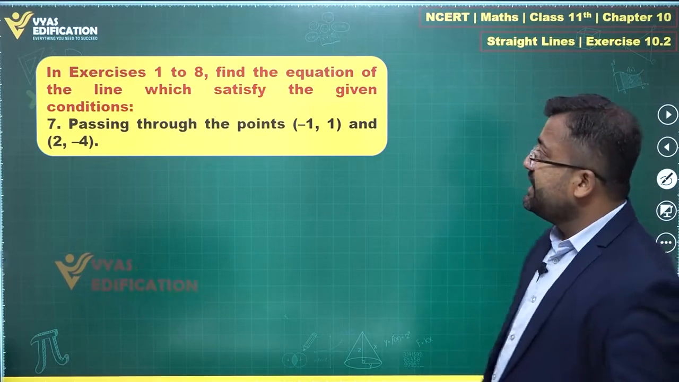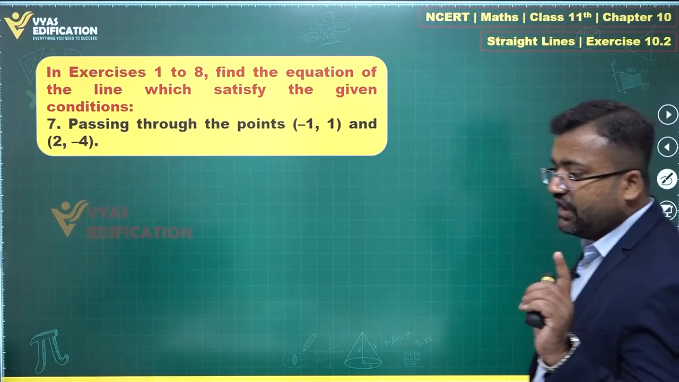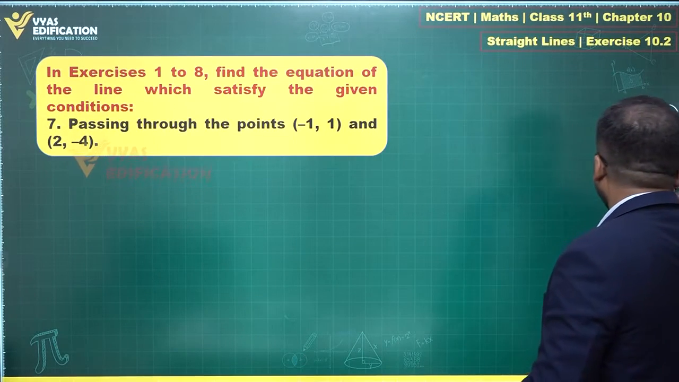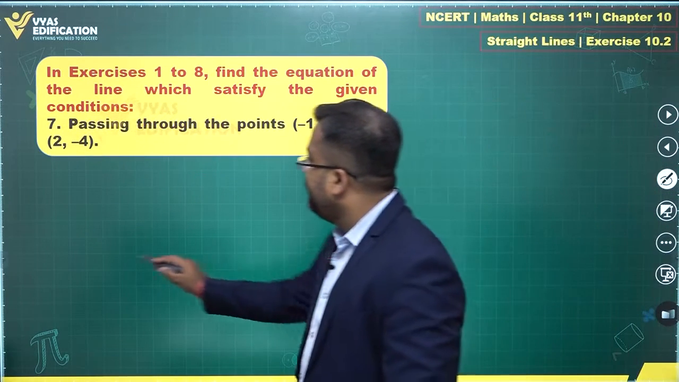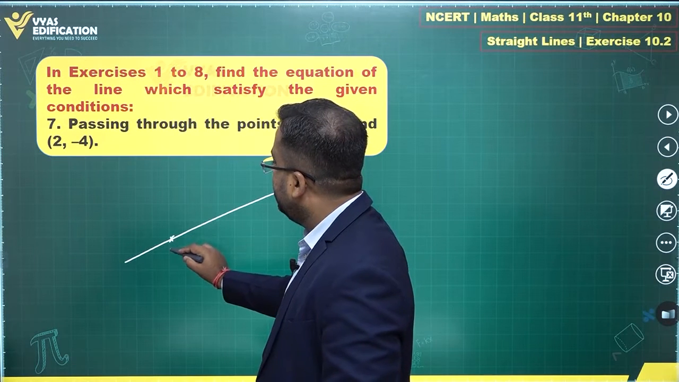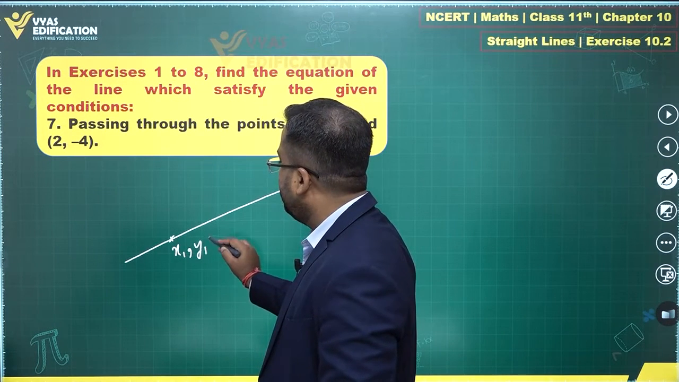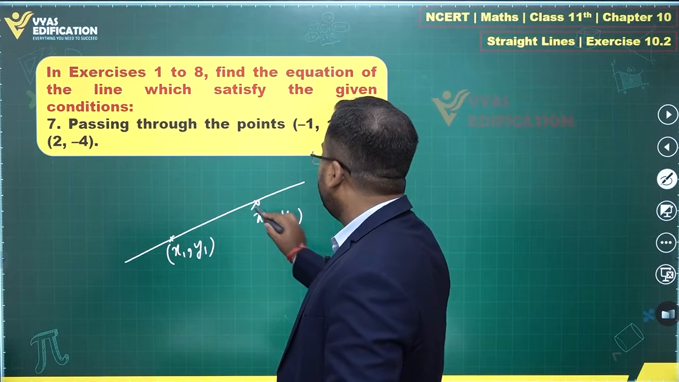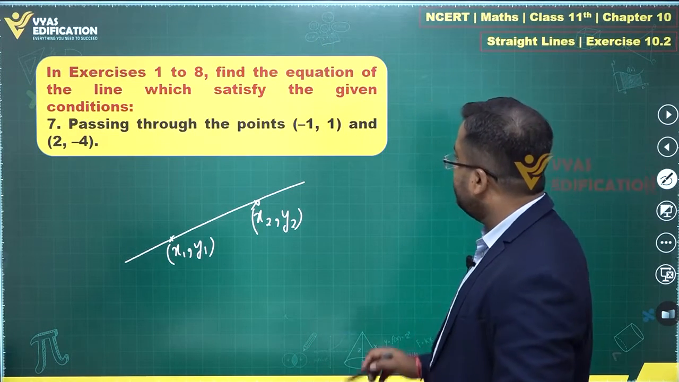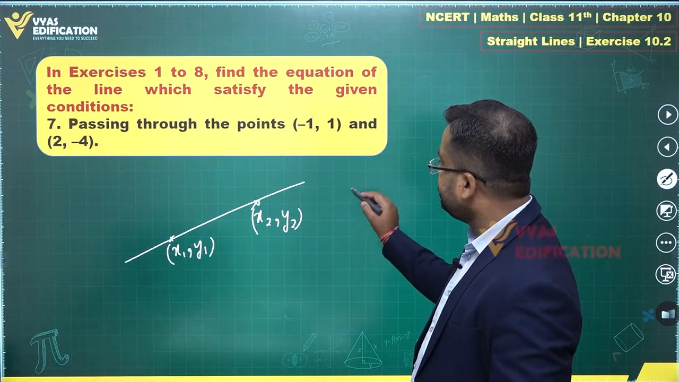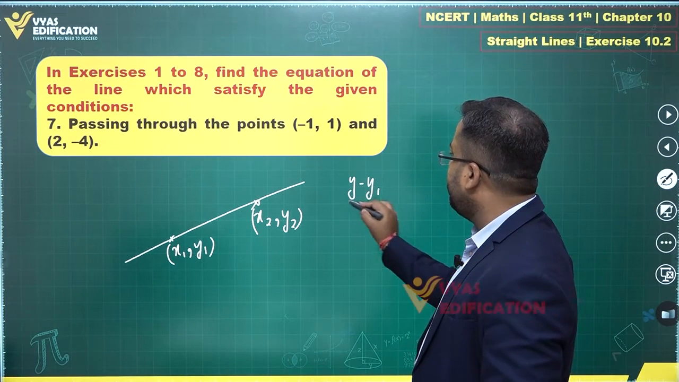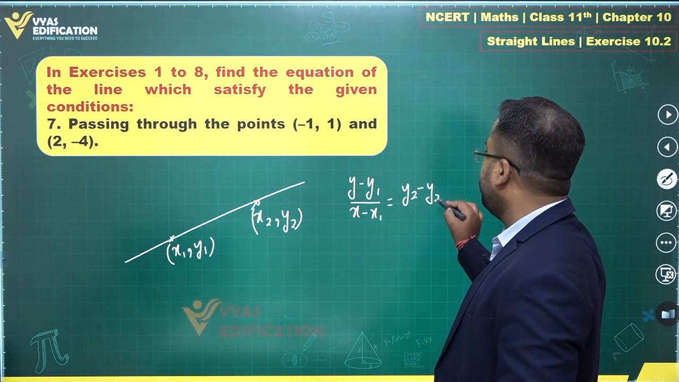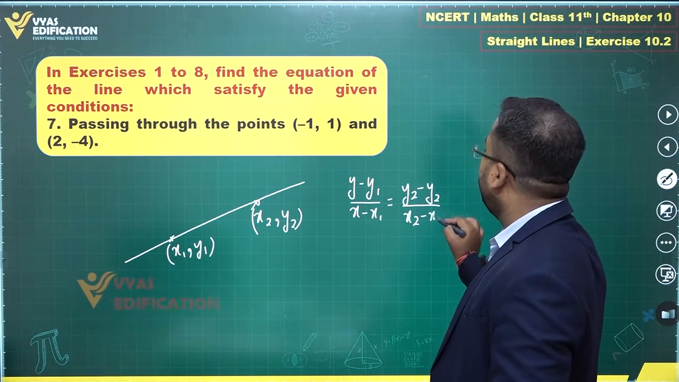The 7th question says: passing through the points this and this. Now here you are given 2 points, so we'll use the 2-point form directly. And the 2-point form is pretty simple. For example, if you have x1, y1 and x2, y2 as 2 points on the line, then you can use a simple idea that the equation of the line will be (y minus y1) upon (x minus x1) is equal to the slope, which is (y2 minus y1) upon (x2 minus x1).